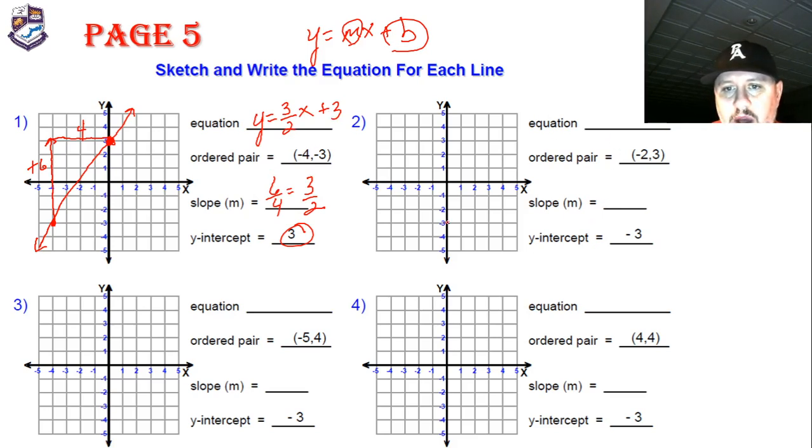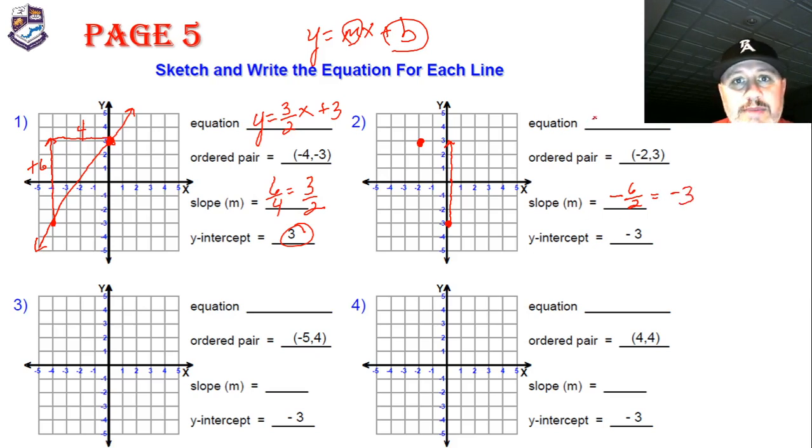Let's graph the y-intercept, -3. And now my ordered pair is -2, +3. All right. So I know that this slope, I can already see it has falling action, so it's negative. And it's rise 1, 2, 3, 4, 5, 6. Rise 6, run -2. That simplifies to -3 for my slope.